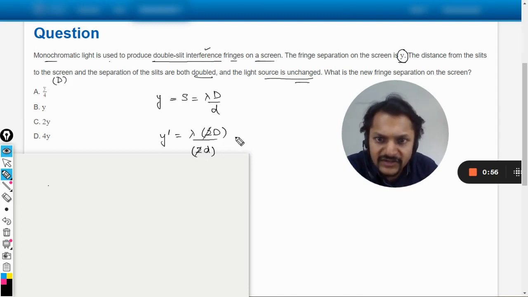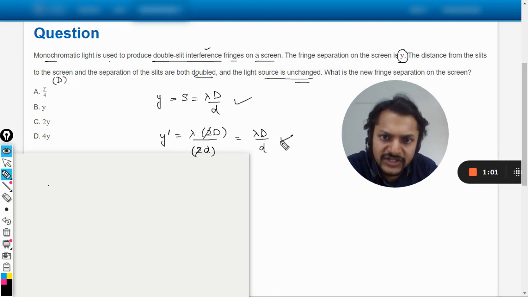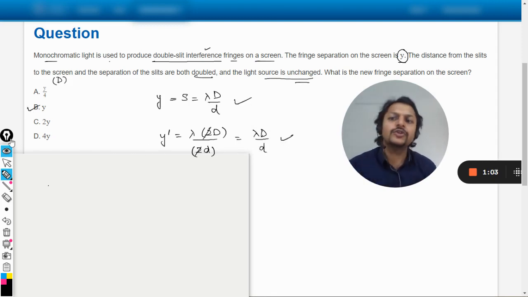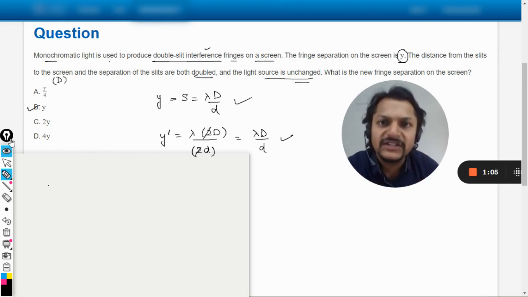So clearly it is coming out to be the same. Lambda D by d, so these are the same. So I can say that in that case also, the fringe spacing will be the same, it will not change.